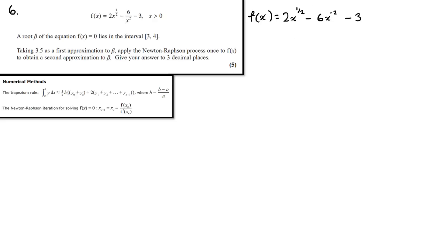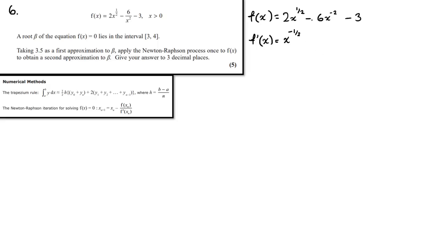So we go term by term. So that gives us f prime of x. Well, 2x to the power of a half. The half comes down in front and we times it by the 2, so that would give us 1, or just we're going to write that as x, and then we subtract 1 off the power. So if that's power of a half, then we can write that as minus a half.